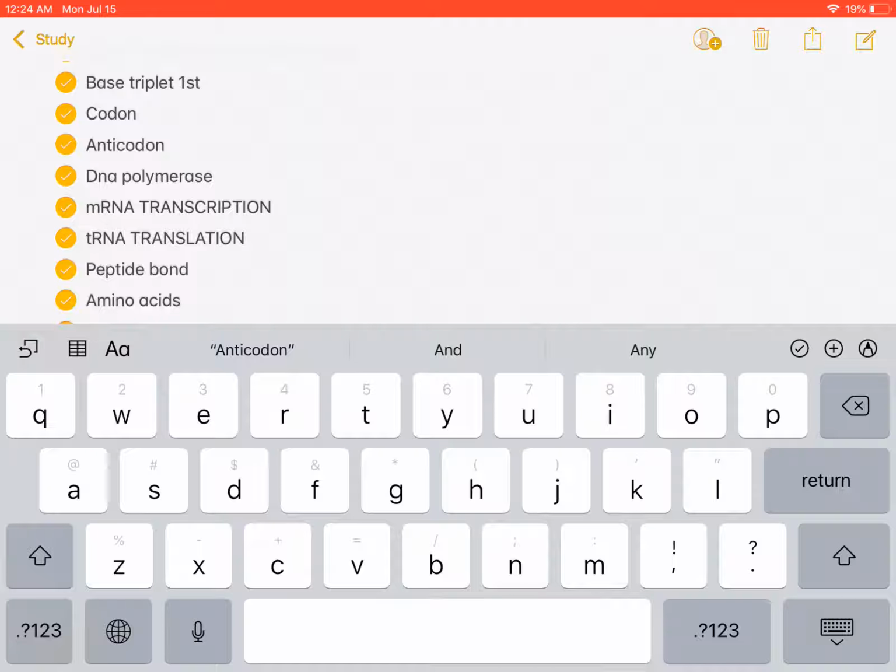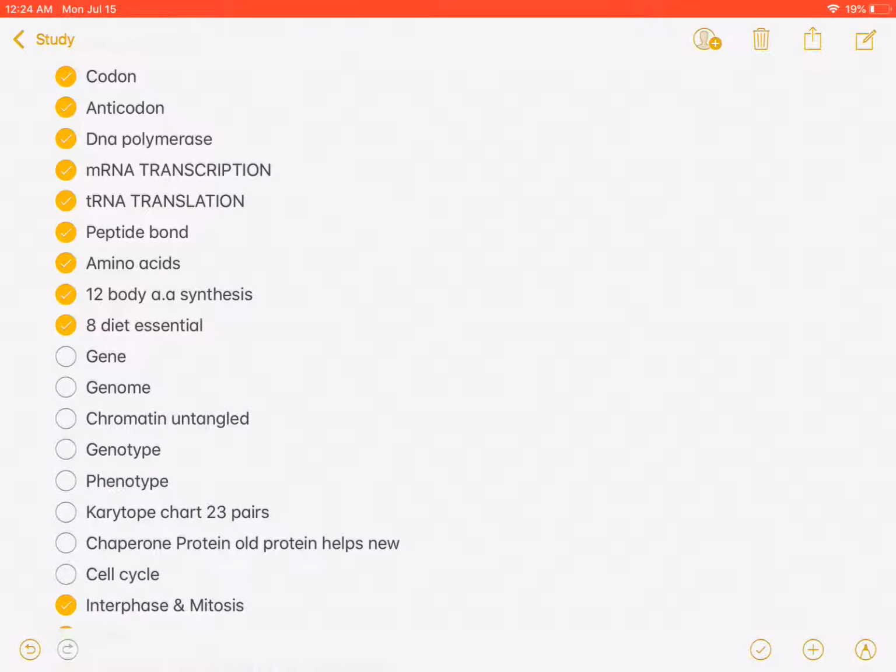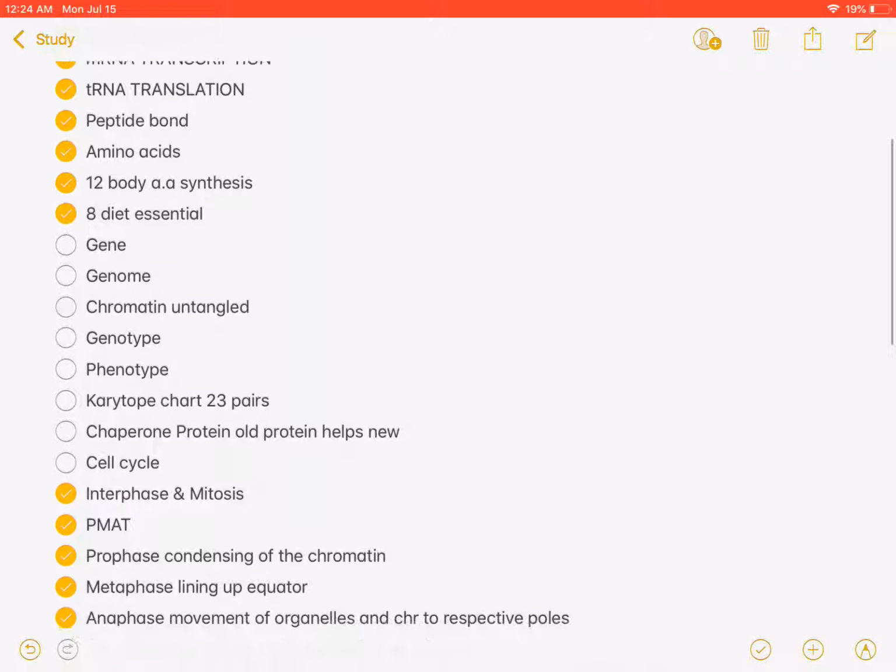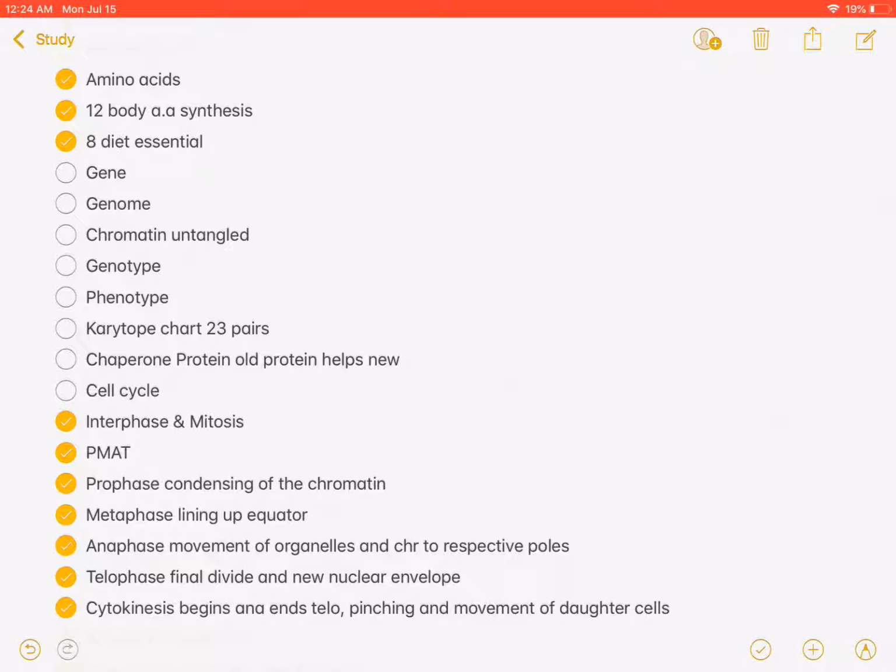We talked about transcription and translation. We talked about our peptide bonds, amino acids, 12 that the body can synthesize, and 8 that you must consume. You know what a gene is. Genome, chromatin is that untangled chromosome. Genotype, phenotype, karyotype is that chart. Karyotype is literally a chart with all of your chromosomes. We learned about the chaperone protein. It's a protein that helps the new protein bend into the alpha helix or the beta fold.